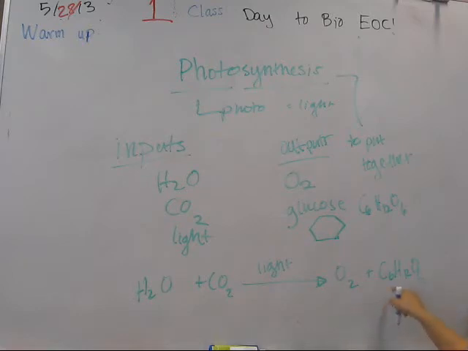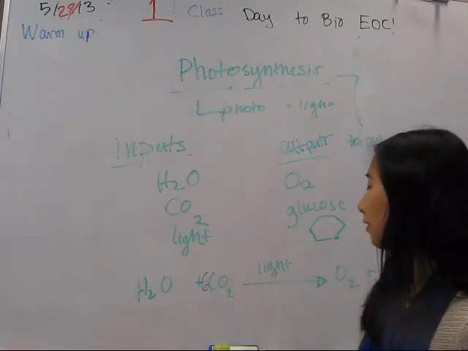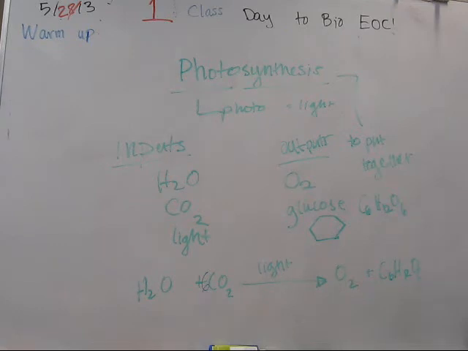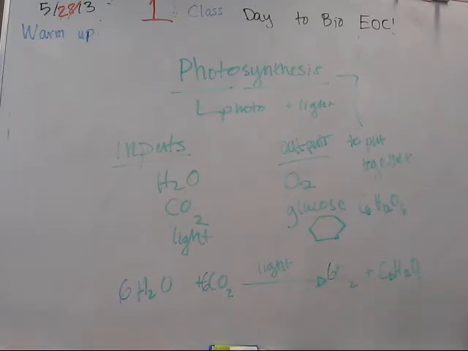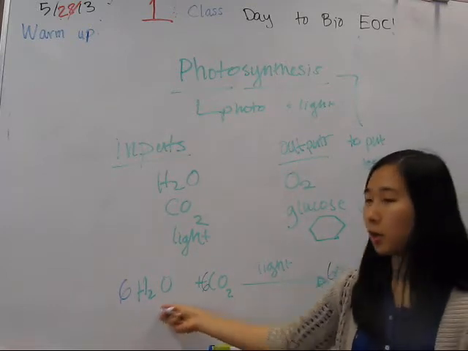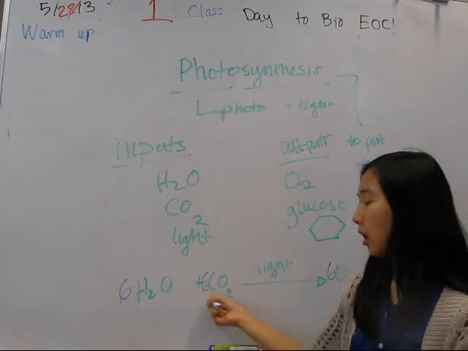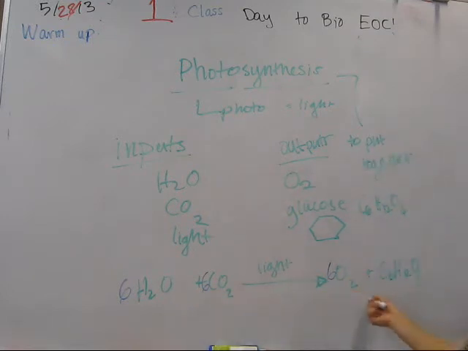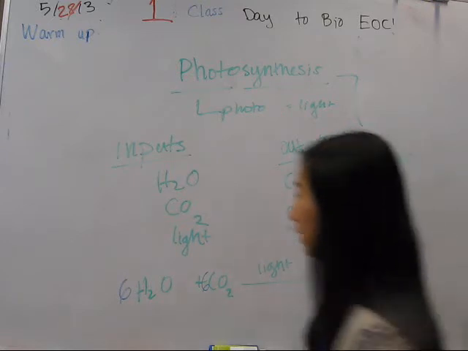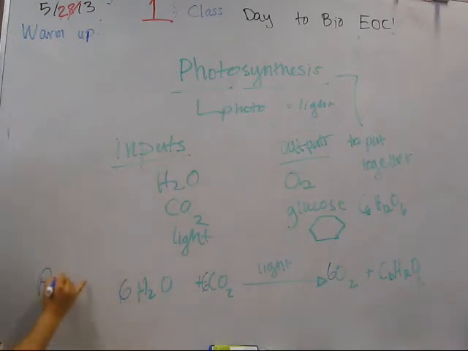So I have 6 carbons here. Let me show that I have 6 carbons there. I have 12 hydrogens here, so I need to put a 6 here. Once you balance it all, you should see that 6 water molecules and 6 carbon dioxide molecules are required in order to make 6 oxygen molecules and just 1 molecule of glucose. But this is the chemical reaction for photosynthesis.